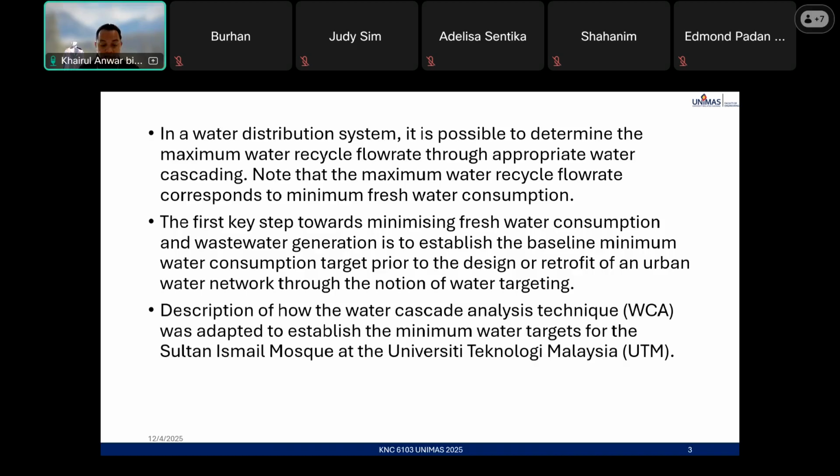The first key step toward minimizing freshwater consumption and wastewater generation is to establish the baseline, or minimum water consumption target, prior to the design or retrofit of an urban water network, through the notion of water targeting. Here is a description of how the water cascade analysis technique was adapted to establish the minimum water target for the Sultan Ismail Mosque at the city in Indonesia.